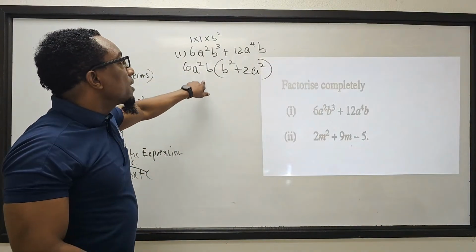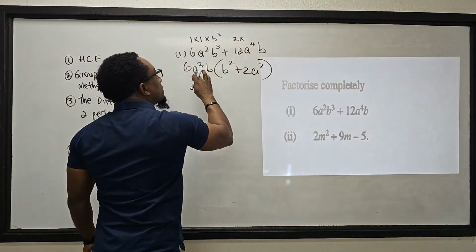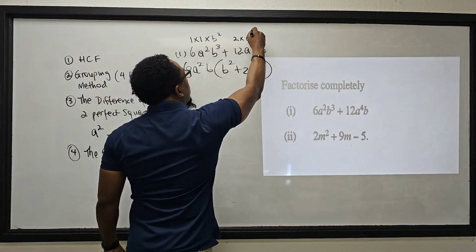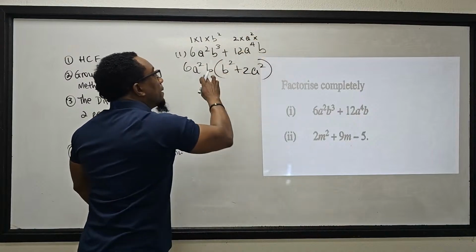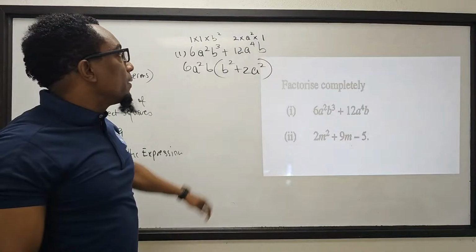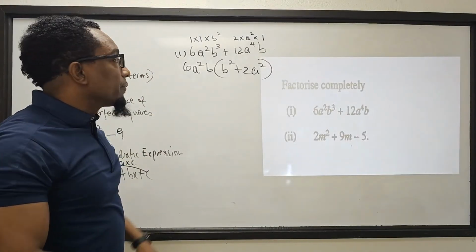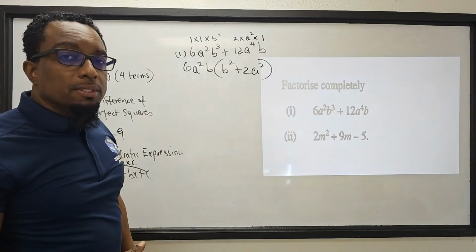Let me divide the highest common factor into the second. 6 into 12 is 2 times a squared into a to the power 4 is a squared times b divided into itself is 1. So 2 by a squared by 1 gives me 2a squared. I factorized it. I've represented the expression as a product of factors.